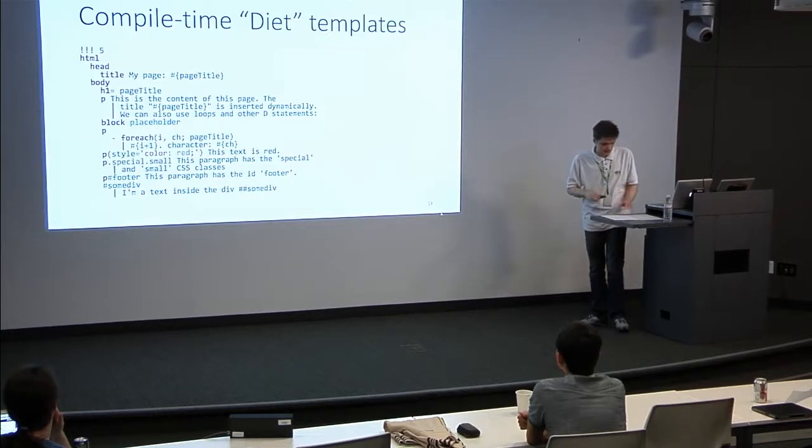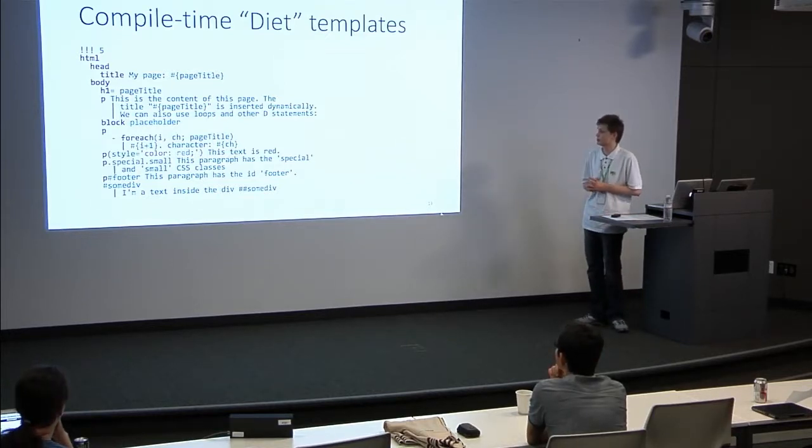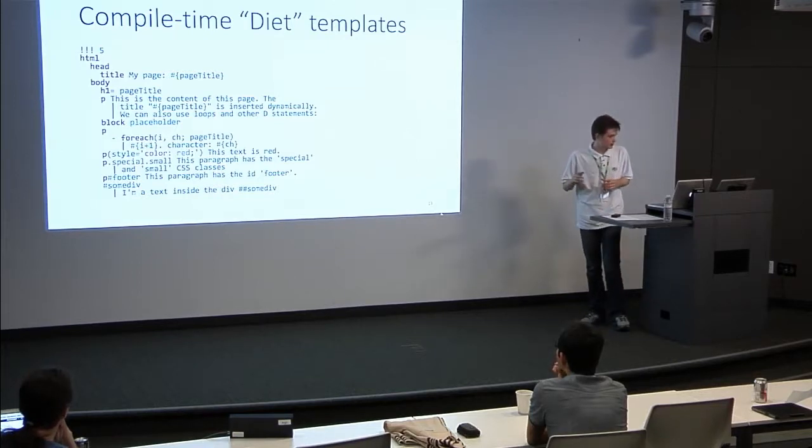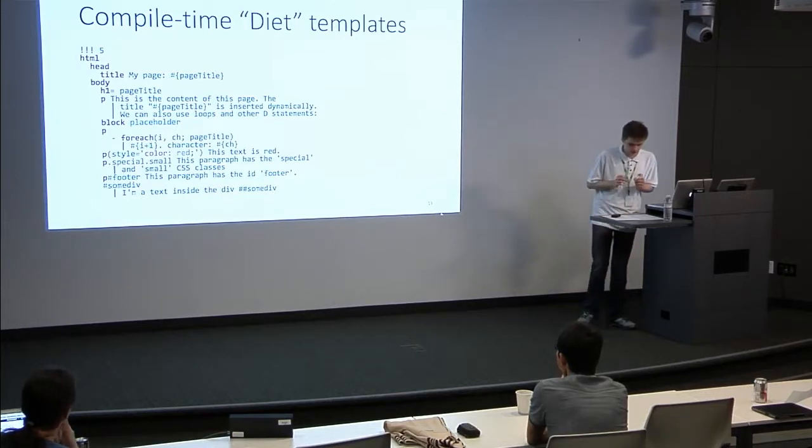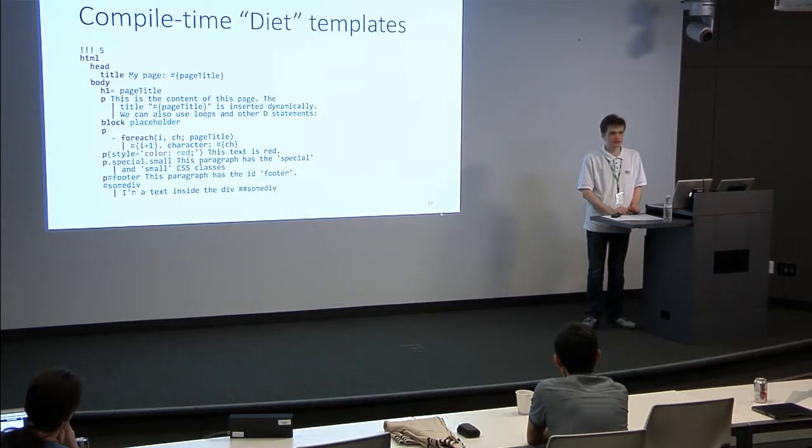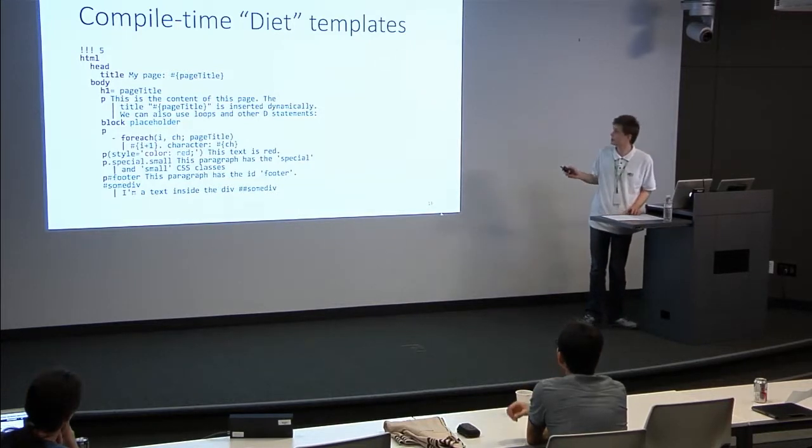The Diet templates are relatively feature-rich. You have the usual insertions. You can place even D code. If you start the line with a dash, you can create loops like this. You can iterate over arrays or ranges, pretty much anything. This Diet template language is actually based on Node.js's Jade template language. It does have many similarities.